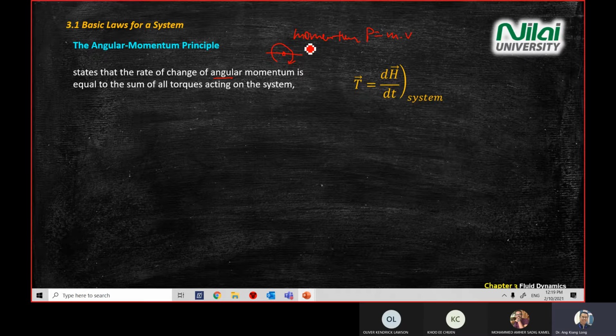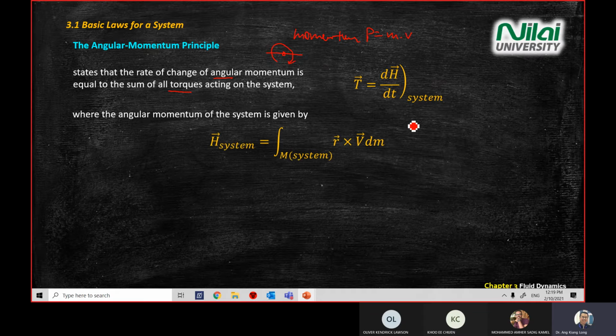T represents torque, or twisting moment. Torque T equals dH over dt of the system, where H is the angular momentum. So again, angular momentum, if you want to change something, let's say you have a system, referred to a point, and this moment is in this direction. Angular is angle, so you have a radius times the momentum here.